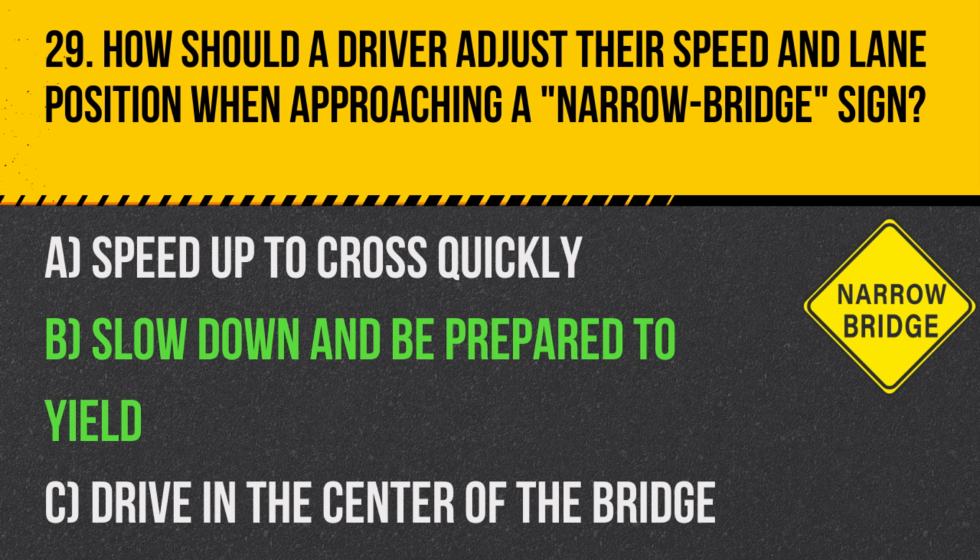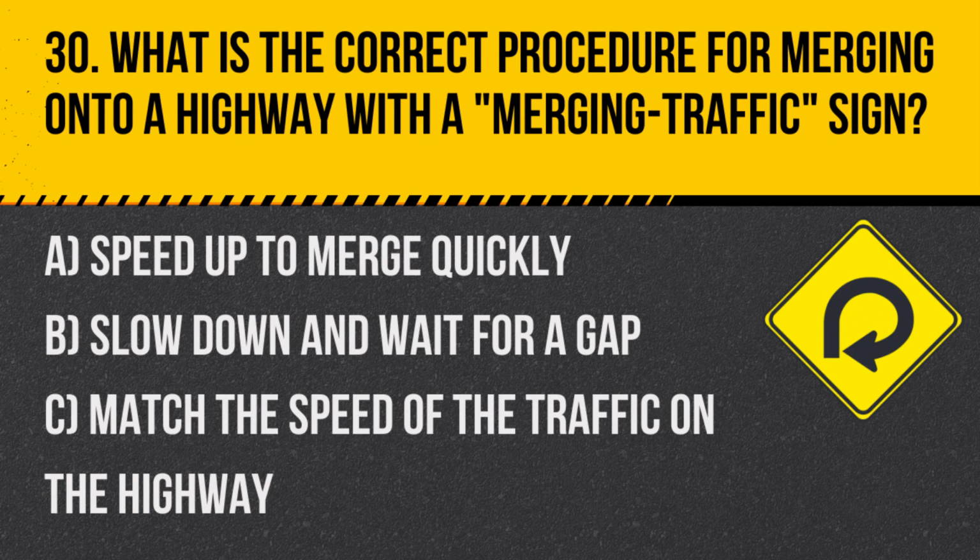Answer: B. Slow down and be prepared to yield. Narrow bridges require careful navigation. Question 30. What is the correct procedure for merging onto a highway with a merging traffic sign? A. Speed up to merge quickly. B. Slow down and wait for a gap. C. Match the speed of the traffic on the highway.